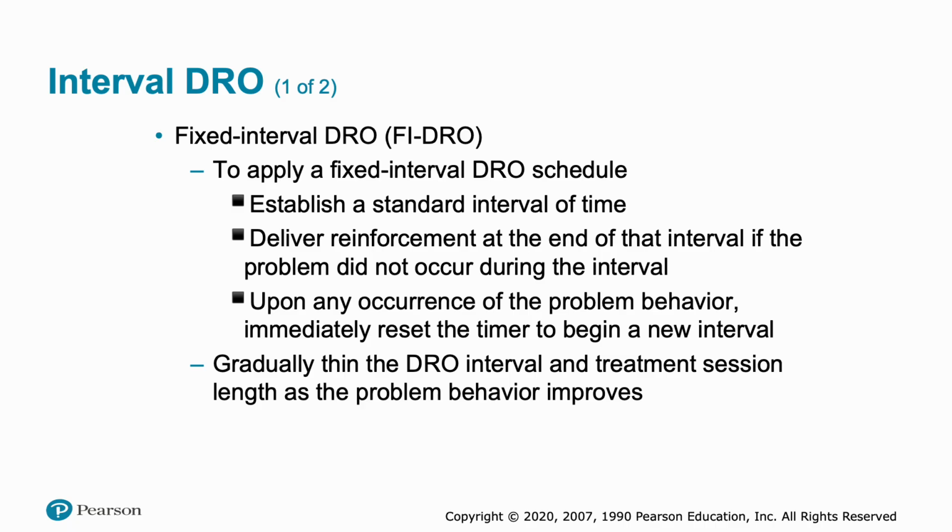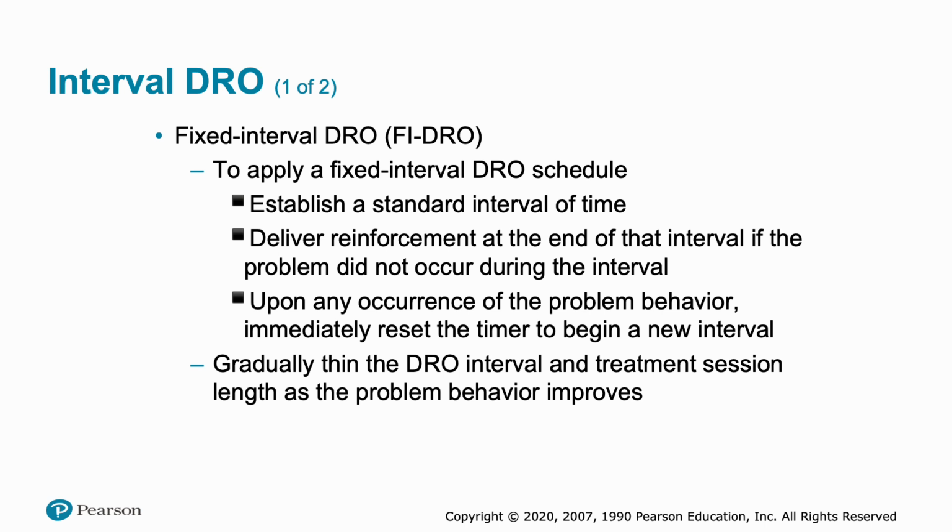Okay, so first let's talk about fixed interval DRO, or FIDRO. A fixed interval DRO is basically when we establish a standard interval of time and then we deliver reinforcement only at the end of that interval if problem behavior didn't occur during the entire interval. So if you have a 1 minute period, you're going to be observing to see if the behavior occurs at all during that 1 minute period. And if it does not occur, then you go ahead and deliver reinforcement at the end of the interval. And then you'll start your timer again for the next 1 minute period, and so on and so forth.